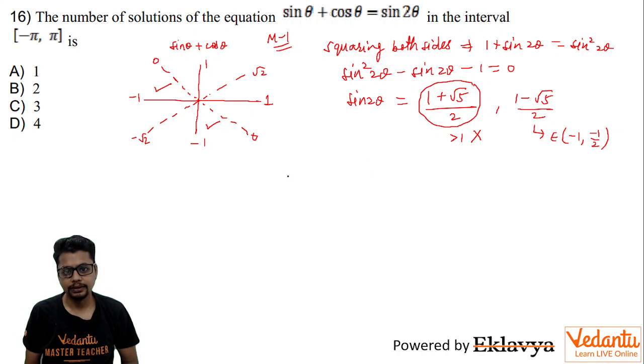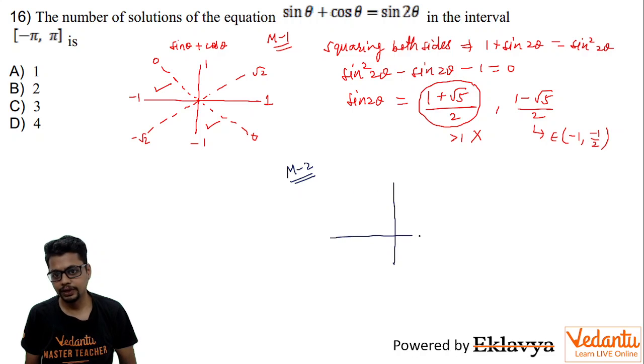Let's see another method. We can use a graphical approach to find the number of solutions. Here what we can do is plot the graphs of the left hand side, sine theta plus cos theta, with respect to theta, and the graph of the right hand side, sine 2 theta. So this is, let's say, the theta axis, and you may say this is the y axis: y equal to sine theta plus cos theta, and y equal to sine 2 theta, two different graphs, and the number of intersection points for theta between minus pi and pi would be my answer.